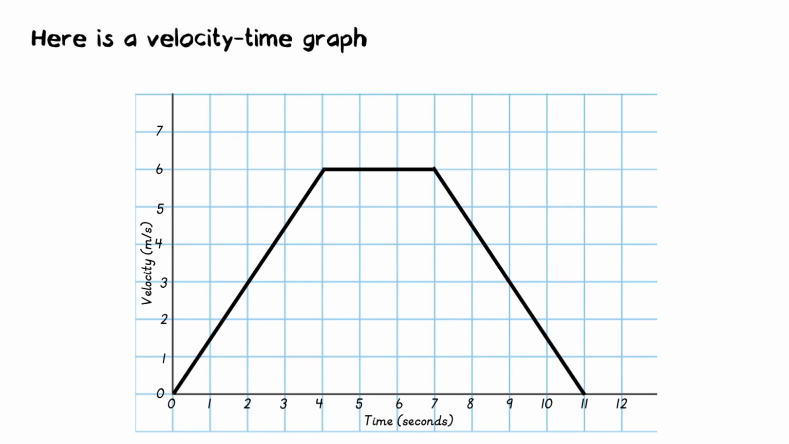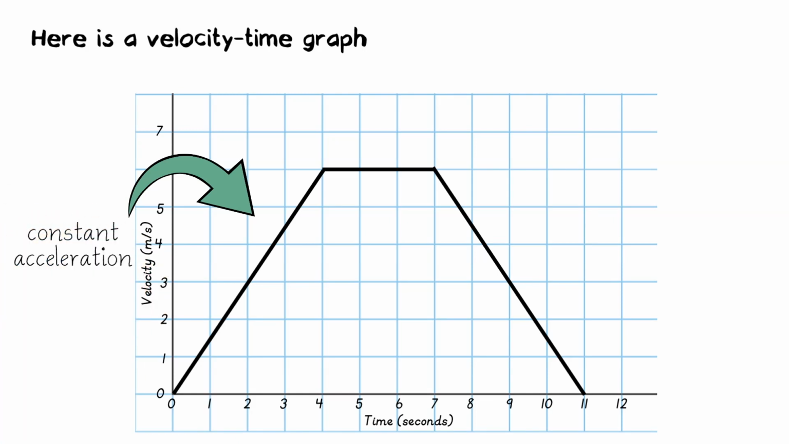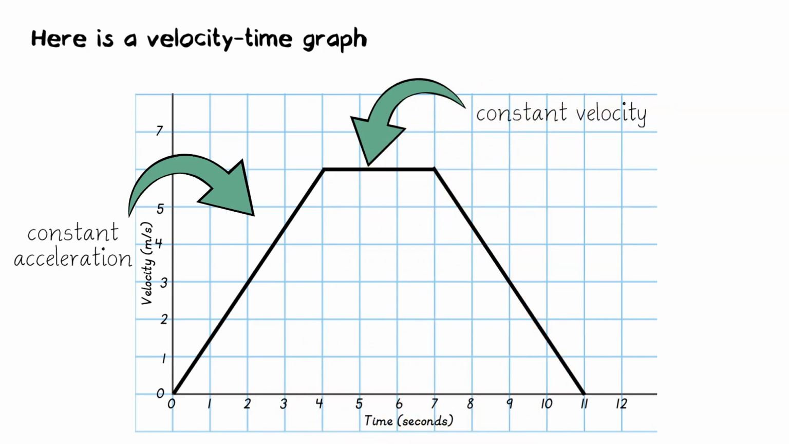So here is a velocity time graph, and it looks very similar to a distance time graph. However, let's have a look at this first line. This shows constant acceleration, so the object is speeding up at a constant rate. Now this part of the line, the flat line, the object is travelling at a constant speed, so that's a constant velocity. It's not getting faster, it's not getting slower. The final part of this velocity time graph shows a constant deceleration.